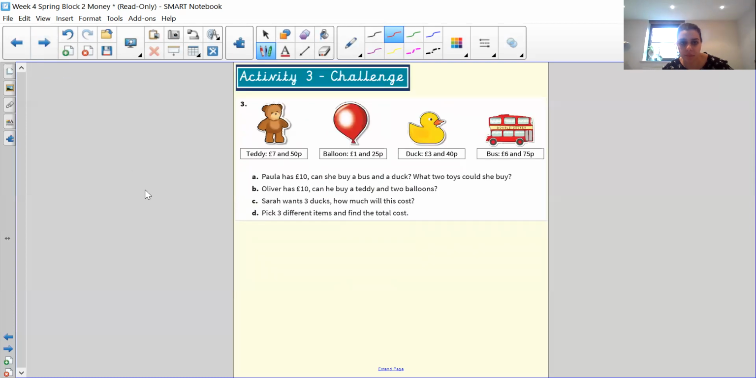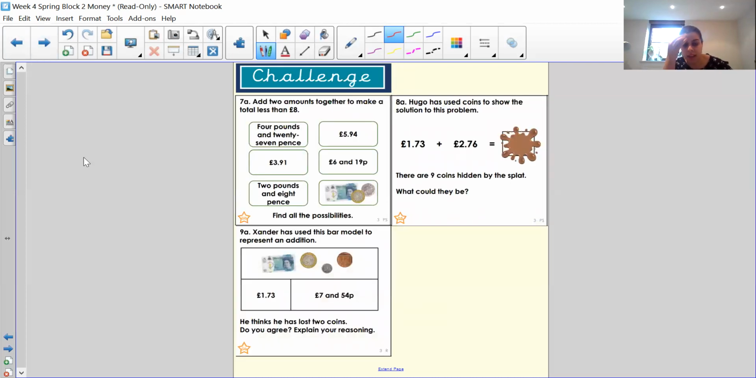Activity 3, which is one challenge. Paula has £10. Can she buy a bus and a duck? Which 2 toys could she buy? So there's 2 steps in some of these, so have a look carefully in those ones. And the final challenge is add 2 amounts together to make a total less than £8. You need to add 2 of these together to make less than £8. And I want you to find all the possibilities that you could do.